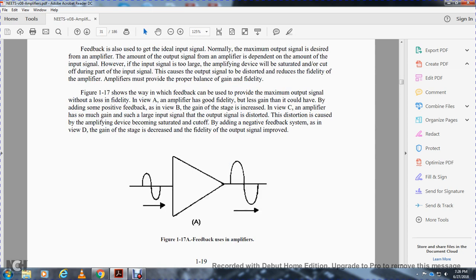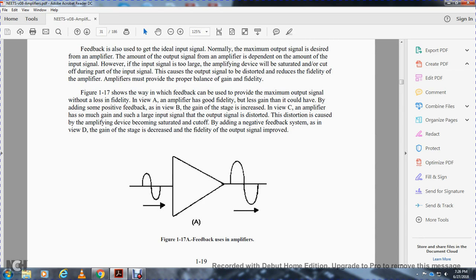Figure 117 shows the way in which feedback can be used to provide maximum output signal without loss of fidelity. View A shows an amplifier with good fidelity, but less gain. Adding some positive feedback, as in view B, increases the gain. In view C, the amplifier has so much gain and such a large input signal that the output signal is distorted.